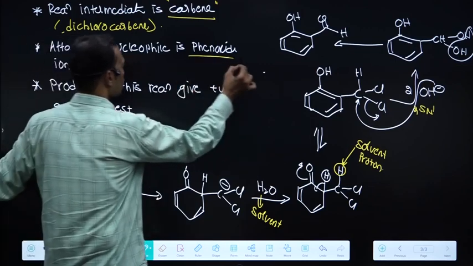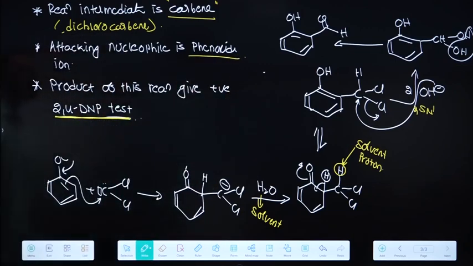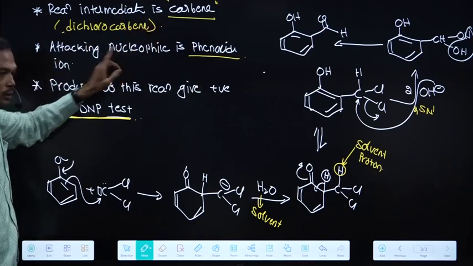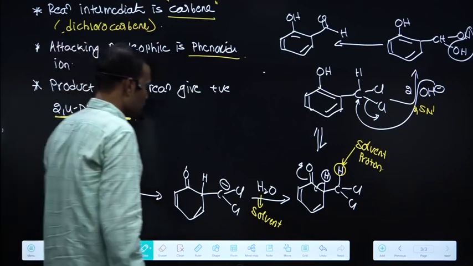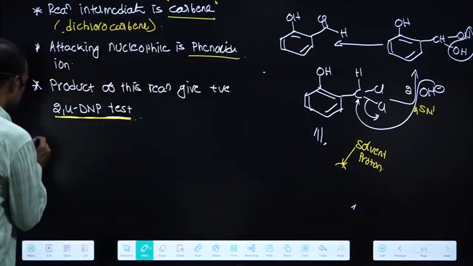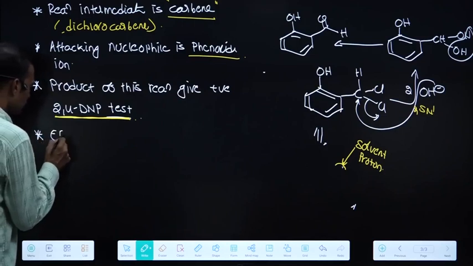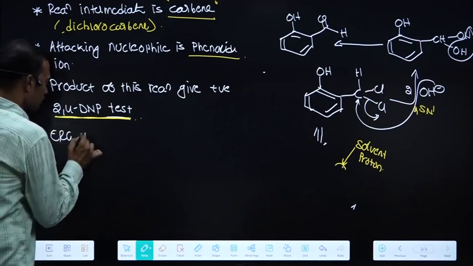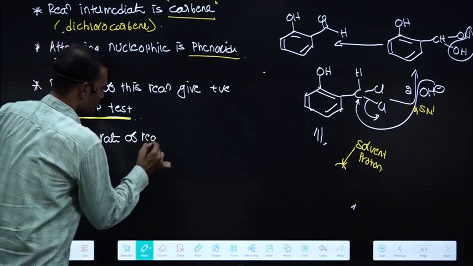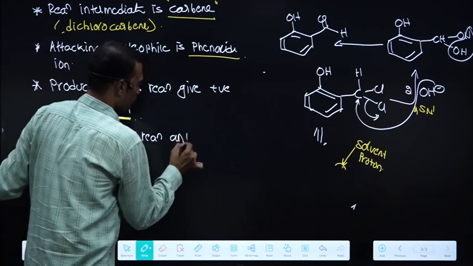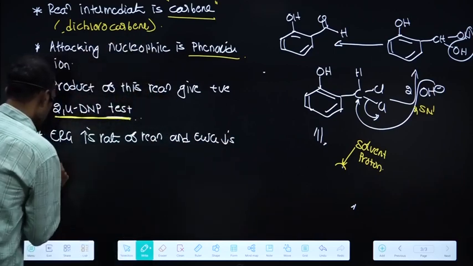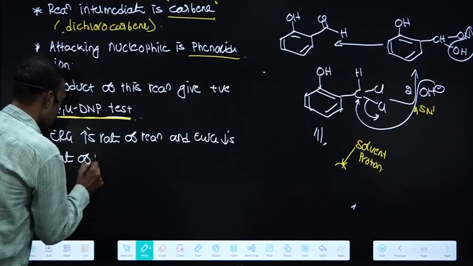Phenoxide ion is attacking group on electrophile. Who is the electrophile here? Carbene. This electrophile is substituting on benzene, so that benzene should carry an electron activator. Indirectly I am saying that electron releasing groups increase the rate of reaction and electron withdrawing groups decrease the rate of reaction.